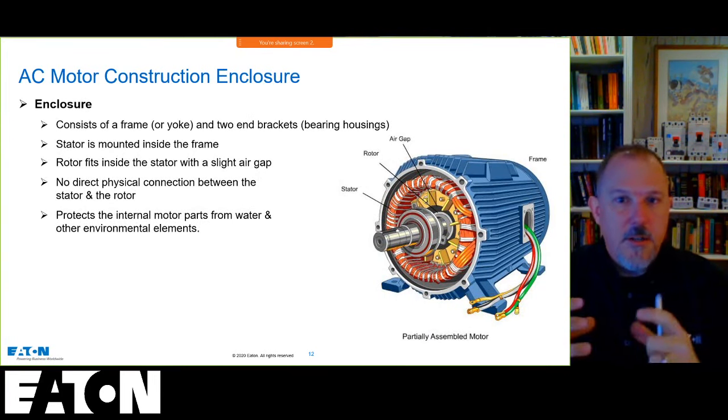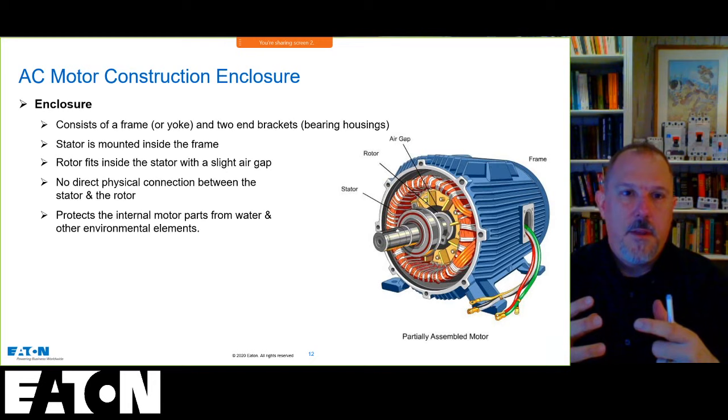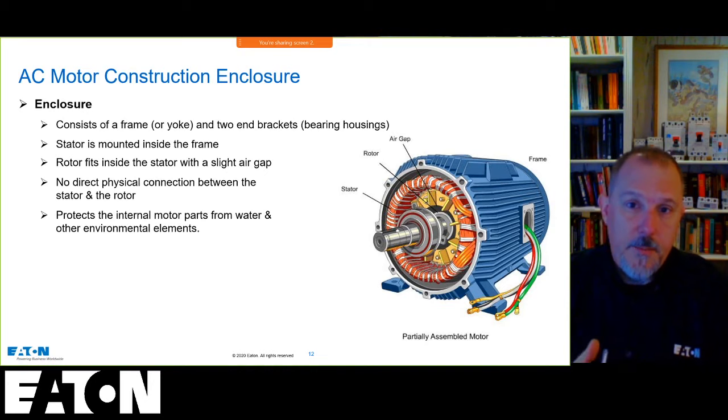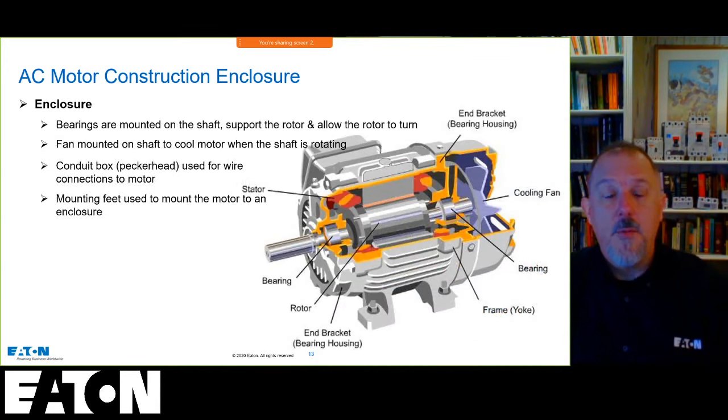Now the enclosure puts it all together. And again, we talked about the fins that are associated with that. The enclosure is there to protect the components inside and provide a structure to hold everything together. It's insulated from all the different parts inside, but it's there to provide that housing, so to speak. It provides protection for the environment I'm going to place this motor in, whether it's outside or inside. Because of the fins that you see there, it also provides some cooling to help dissipate the heat that's generated. We've also got bearings in there that we've got to think about.